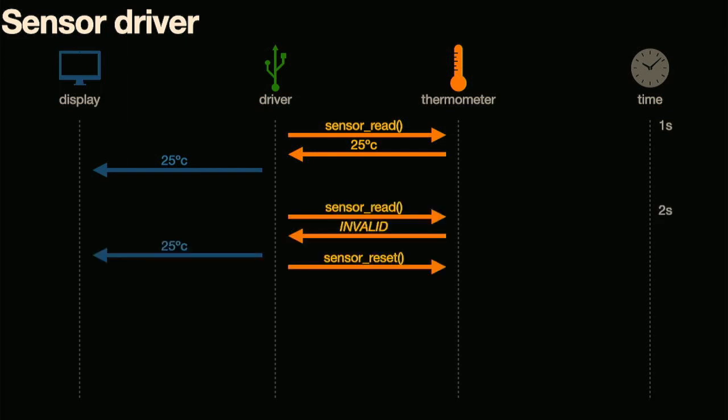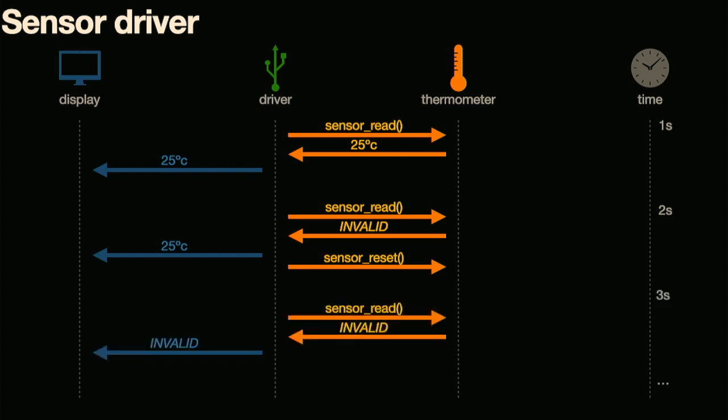Wait a second, and the driver says, all right, give me another reading. And the thermometer goes, nope, I'm dead. At this point, the driver can probably say, okay, we had a reading not long ago. It's probably not too far off 25 degrees Celsius. This will work. And it also tells the thermometer to reset.